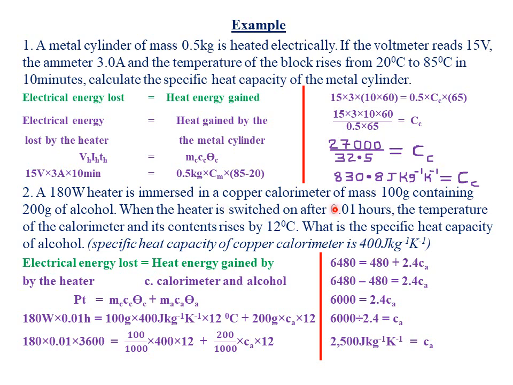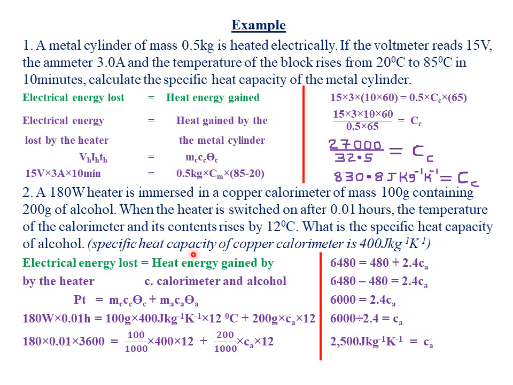Then when the heater is switched on for 0.01 hours, the temperature of the calorimeter and its content rises by 12 degrees Celsius. Again, because we are told that the temperature of the calorimeter and the content rises, it means that the calorimeter and its content is actually gaining heat, because it is only when a substance gains heat that its temperature would rise. Otherwise, if a substance loses heat, its temperature will actually reduce. So automatically, the calorimeter and its content are gaining heat. So we are asked, what is the specific capacity of alcohol?